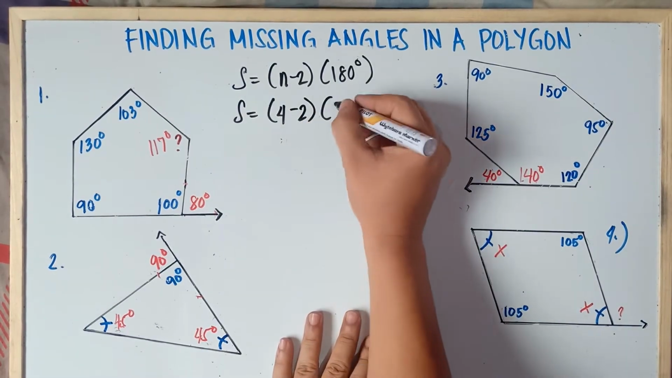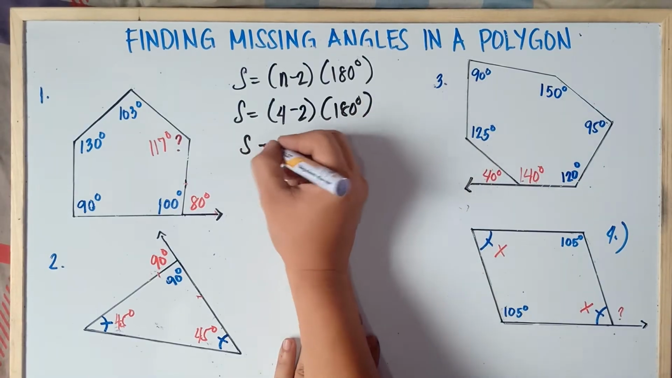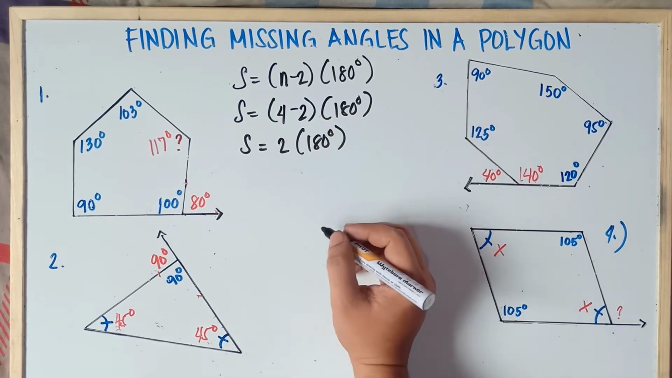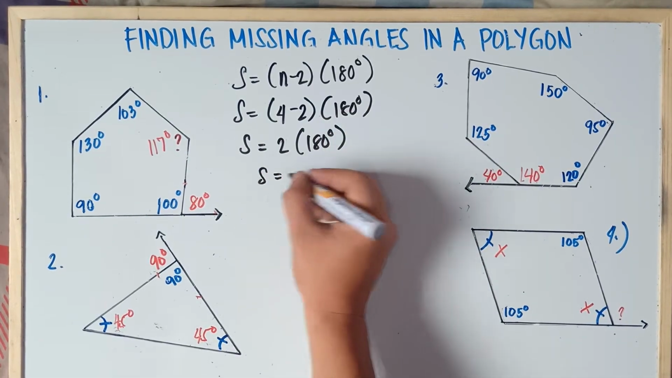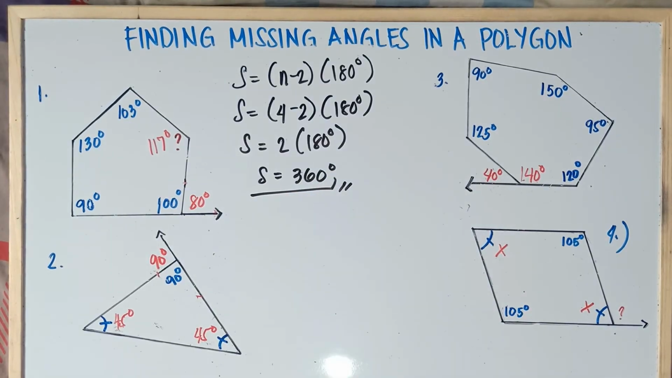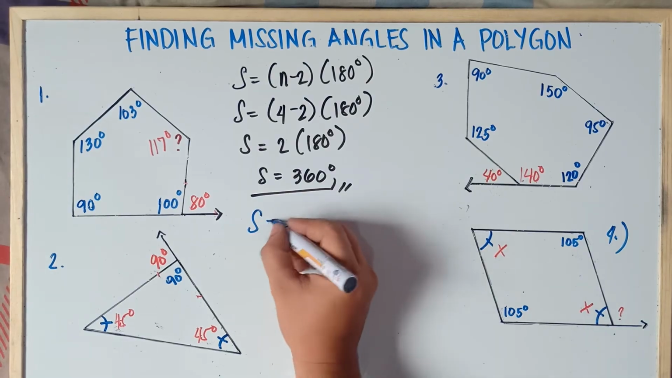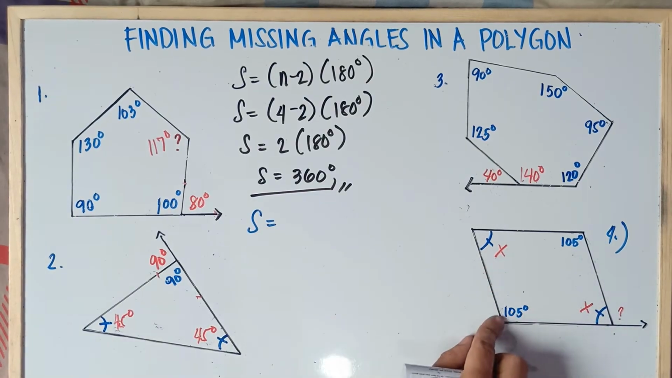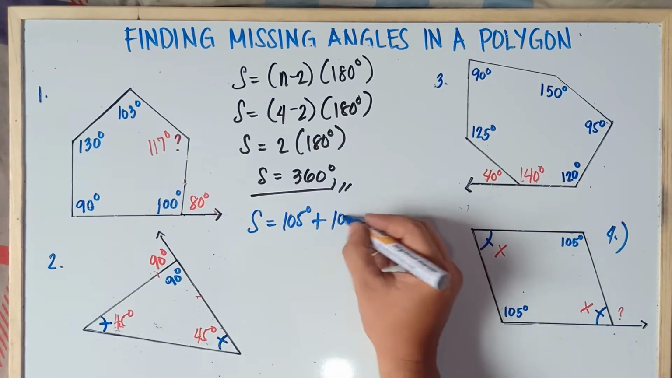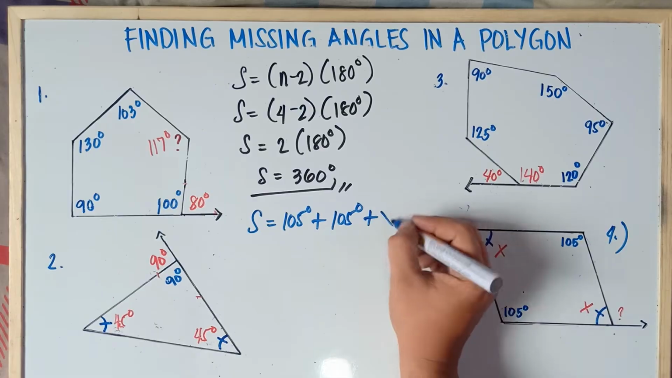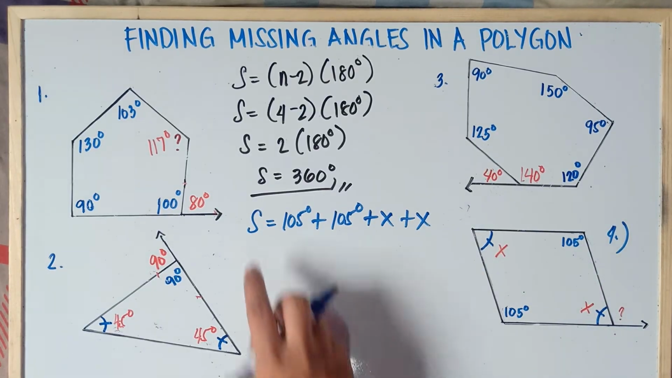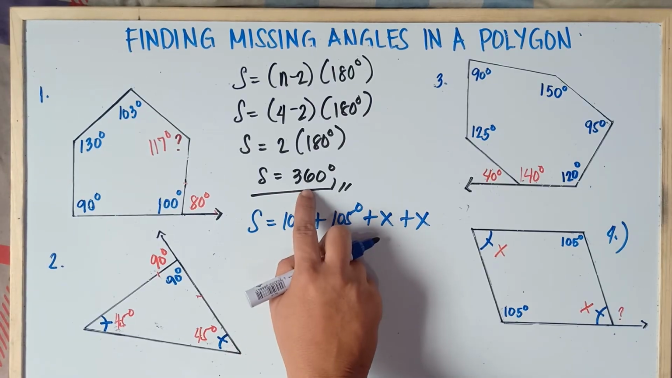4 minus 2 times 180 degrees. So S equals 4 minus 2, that's 2, times 180 degrees. 2 times 180 degrees, that would be sum equals 360 degrees. Alright, once we get the sum, we can do the equation. So the sum equals this angle, 105 degrees, plus another 105 degrees, plus x, plus another x. We already have the sum, 360 degrees.